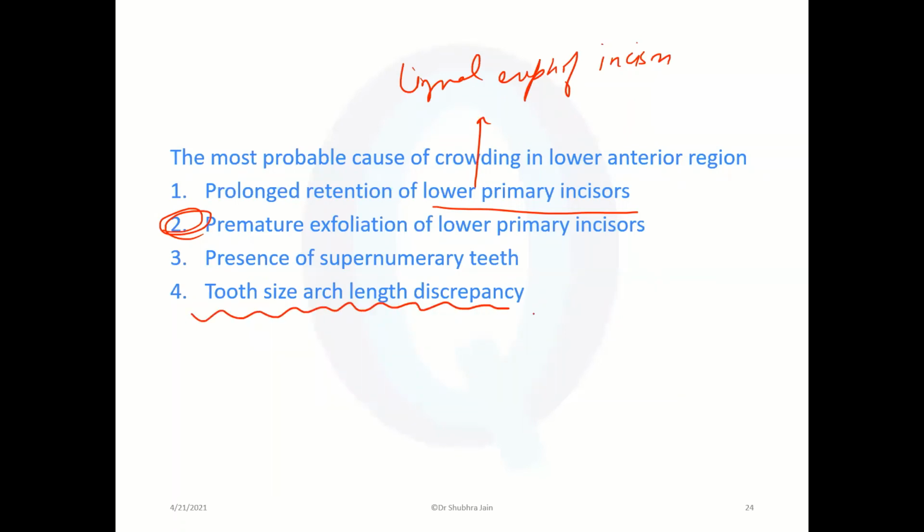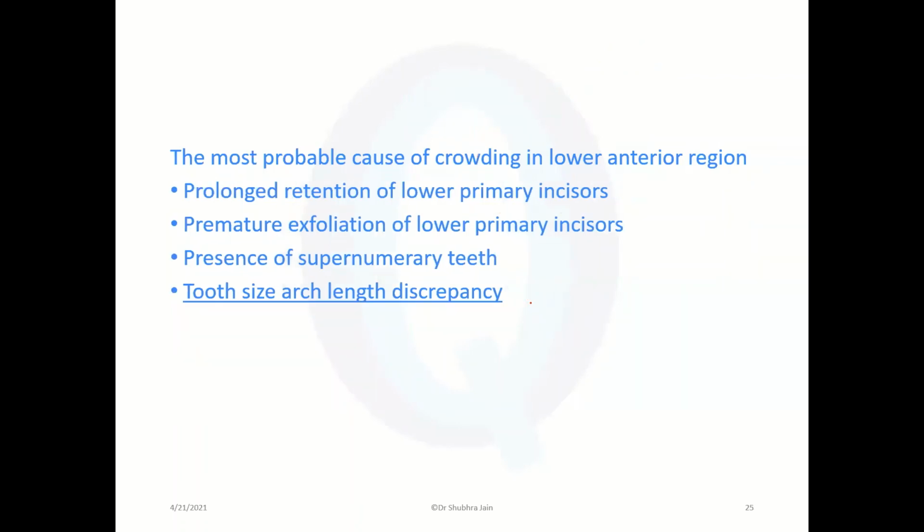I showed you the photos also. No, there was lower incisor crowding. A lot of crowding was there. Yeah, it is the tooth size arch discrepancy. I showed you the photos specifically for this question actually.